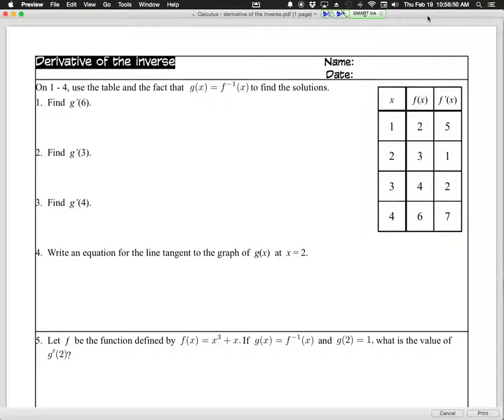Most important thing to do whenever you're dealing with inverse derivatives: find the ordered pairs. That's the first thing I want to do. Okay, so of my ordered pairs, there's one thing they give me to begin with. What is that one thing? What is this 6? It's the x value of g, which means it's the y value of f.